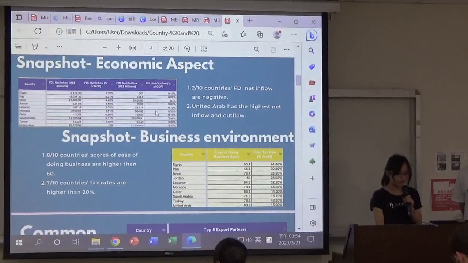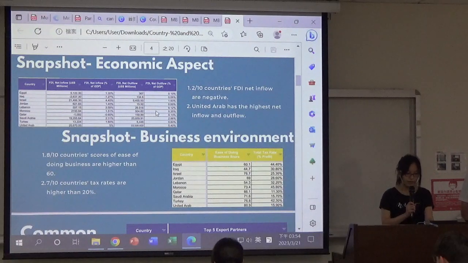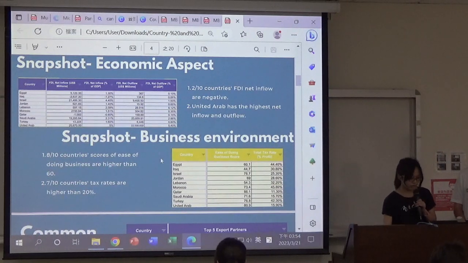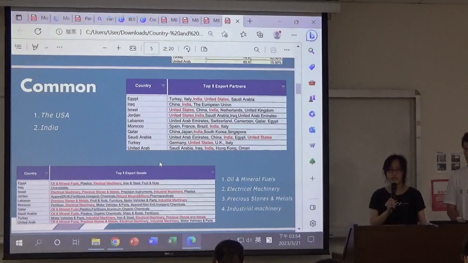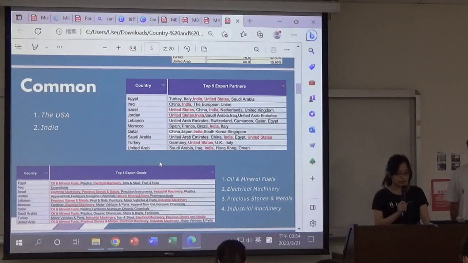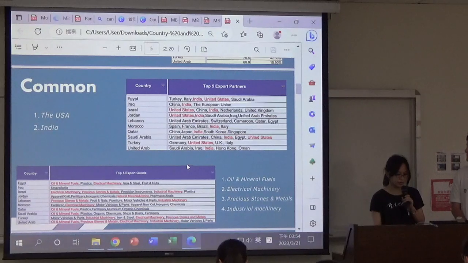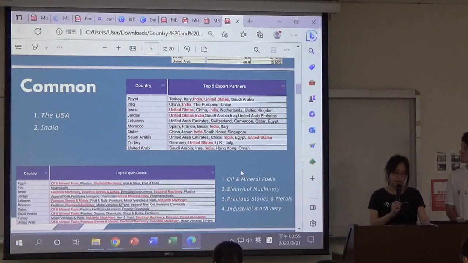And also, we have found that 2 out of 10 countries' FDI net inflow are negative, and in the aspect of the business environment, we have found that 8 out of 10 countries' scores of ease of doing business are higher than 60. And in the next section, I will point out some common ground among these countries. First of all, for their top 5 export partners, most of them have the USA and India. For the USA, it is because of its strong economic status in the world. And for India, besides its geographical advantage, its top 10 import goods are also the main reason, like oil and mineral fuels and precious stones and metals. And these are the commodities that countries in the Middle East and North Africa export the most.